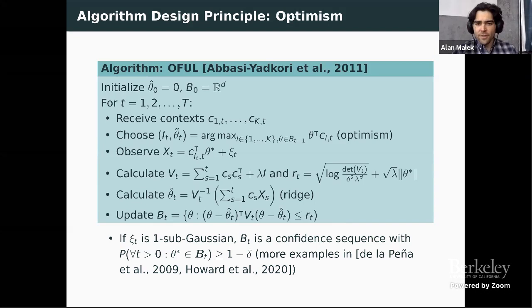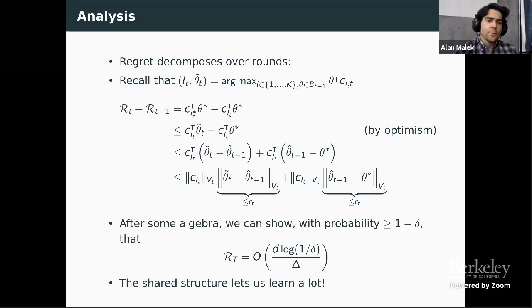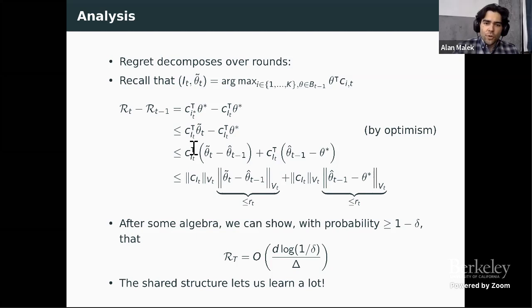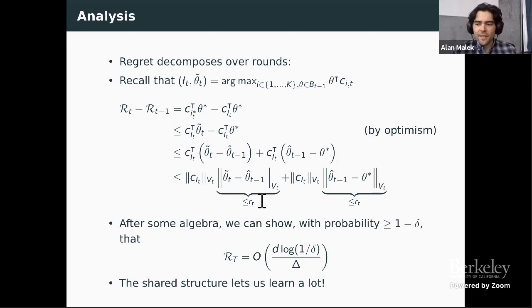And the proof is super nice. As I mentioned, the regret decomposes round by round. So the excess regret in a single round is just the reward of the best arm minus the reward of the arm you picked. Now you can use optimism: since I chose the actions optimistically, and I also chose a proxy for theta optimistically, I can use this as an upper bound and just shove this in. Then I massage it a little bit, use Cauchy-Schwarz, and bound the regret that way. So you get a really strong regret guarantee in this case, because you can learn a lot of joint structure.